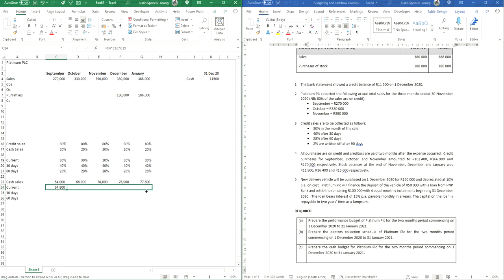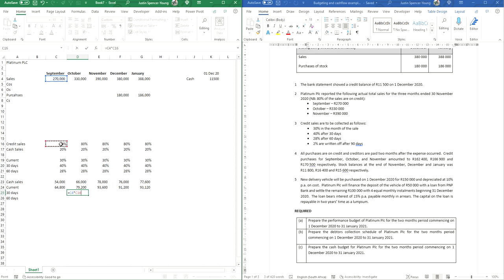There's going to be a current portion. Alright, so there's the current portion for December, and there's the current portion for January. Cool. So there's the cash and there's the current. Now, there's a 30 days portion. So I'm just going to fast forward 30 days. And I'm going to say in here must be those sales times 80% credit times 40%.